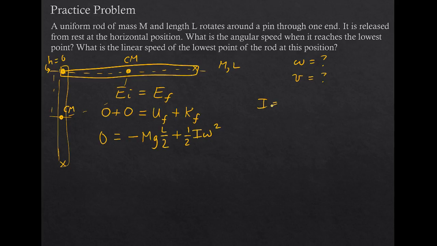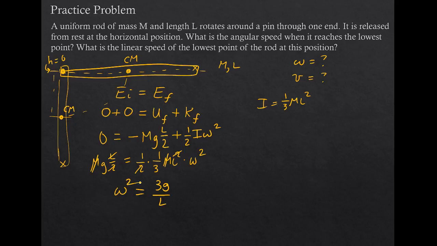Okay, now I is 1/3 ml squared. So we plug this in here, and we get mg L over 2 equals 1/2 times 1/3 ml squared times omega squared. M's are gone, 2's are gone, L's are gone. So omega squared is 3g over L, or omega is the square root of 3g over L.